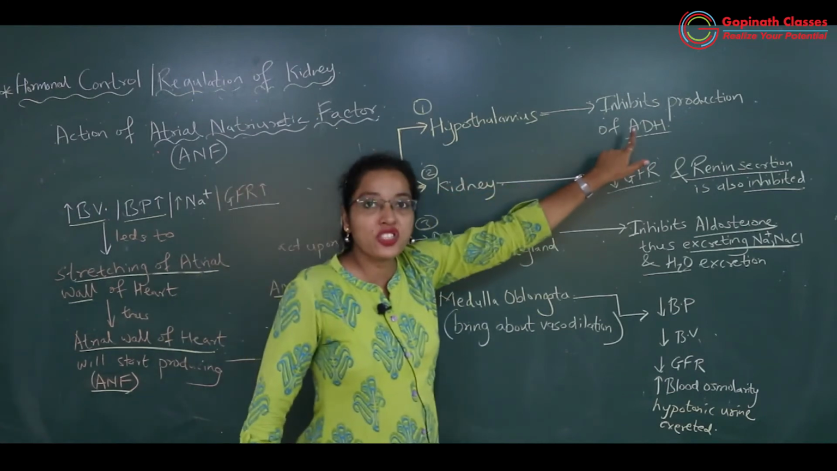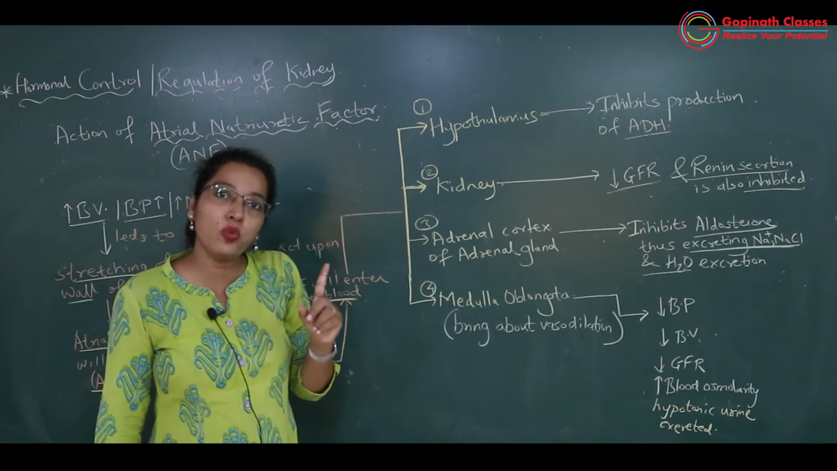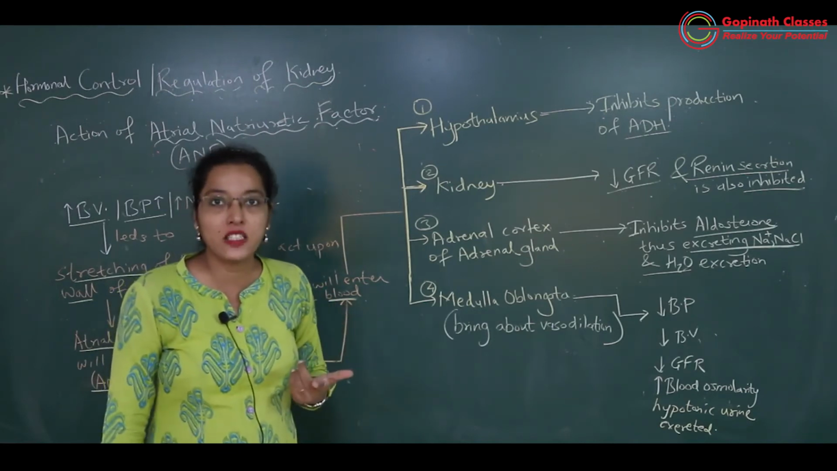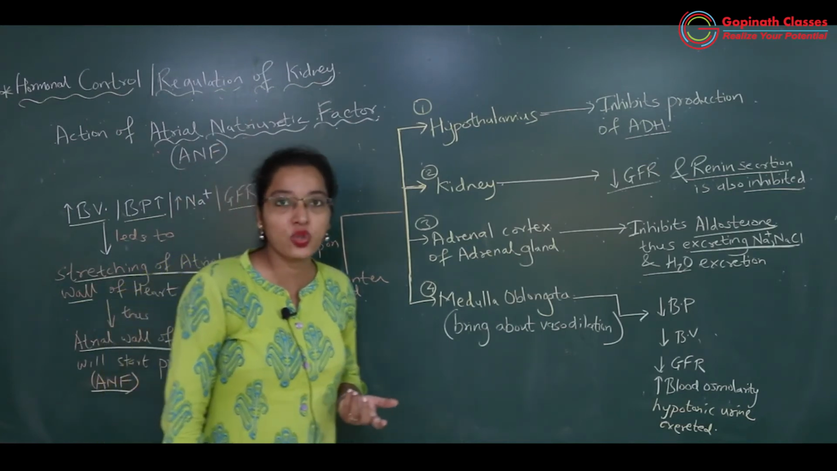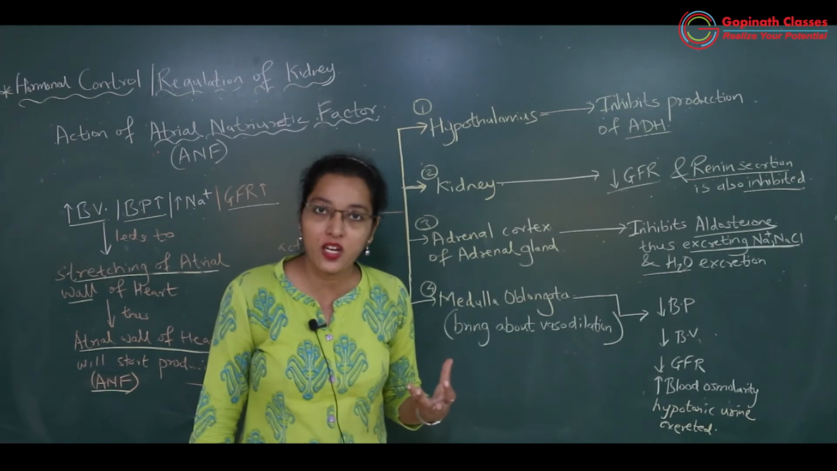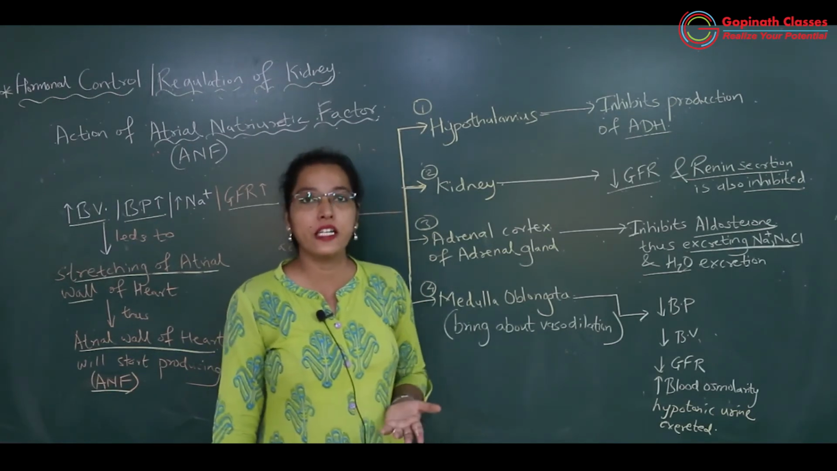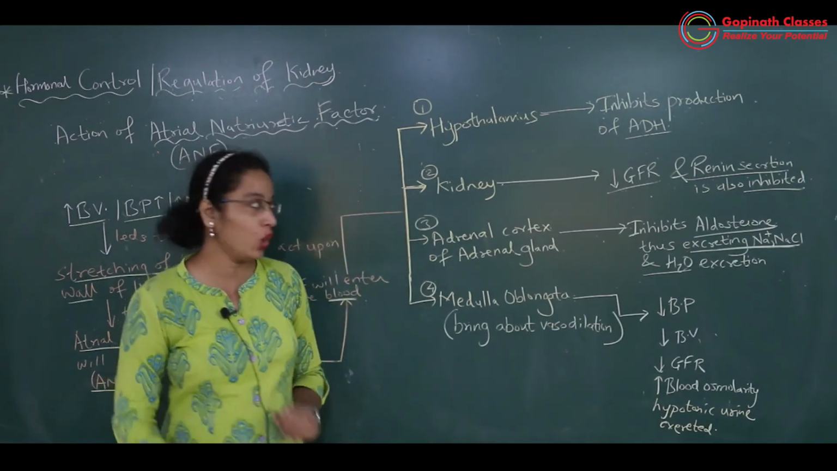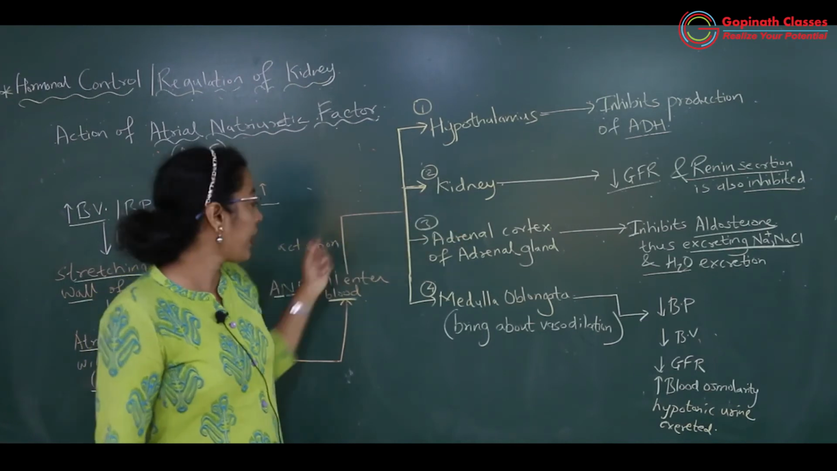It stops the secretion of ADH. Why will it stop? Because blood volume has increased, so there should not be much more increase in the blood volume. Blood volume increases fast due to what? Due to reabsorption of water. So if reabsorption of water itself decreases a bit, then definitely it is going to decrease the BP and blood volume. Okay, now what is the second effect?